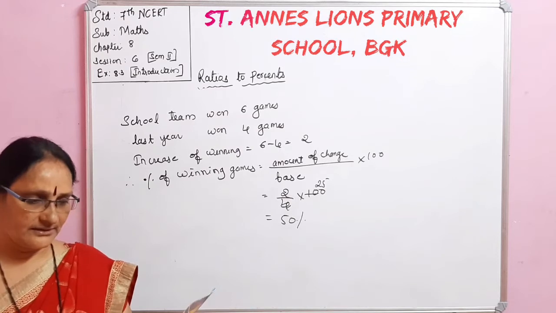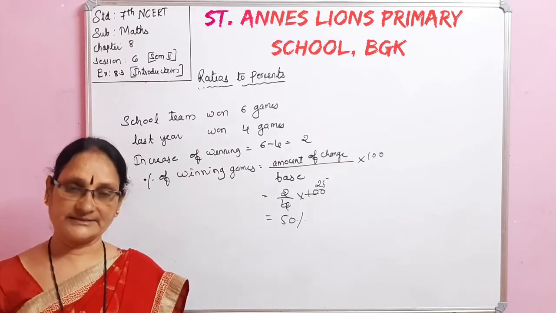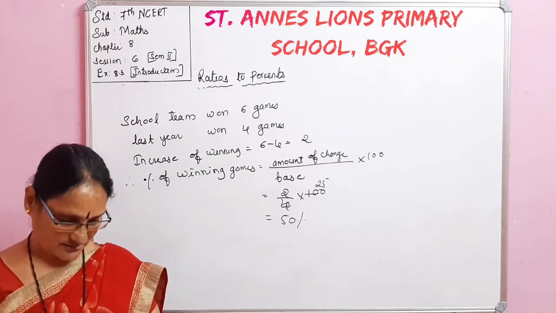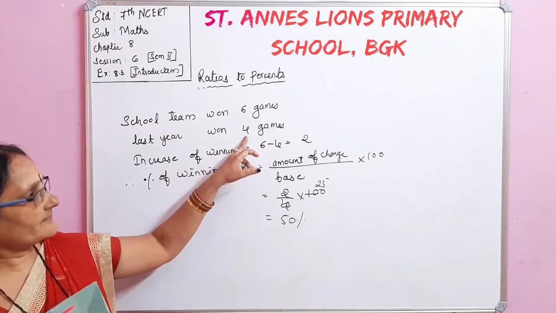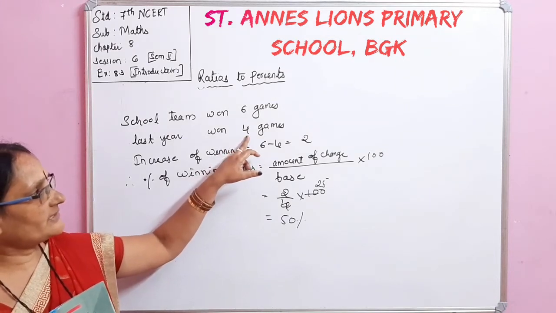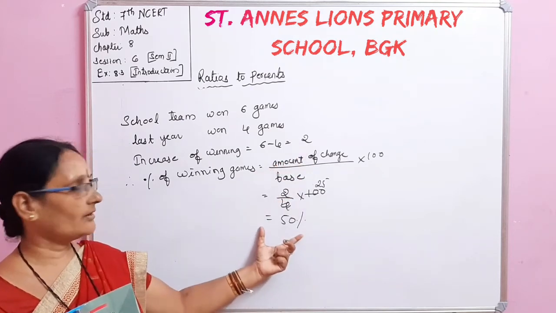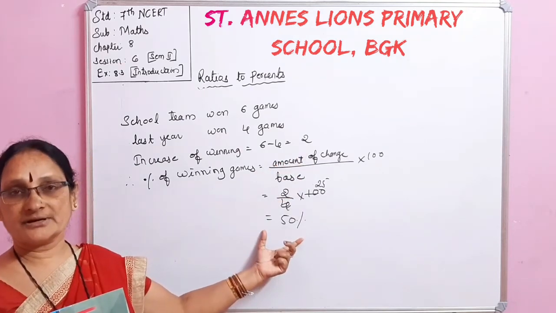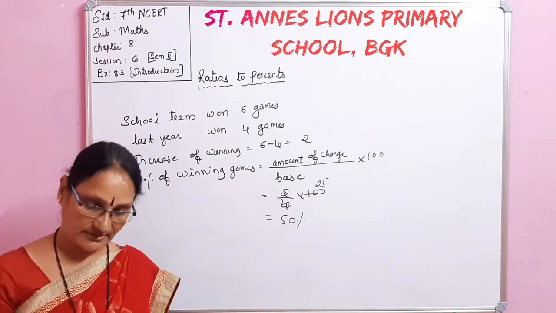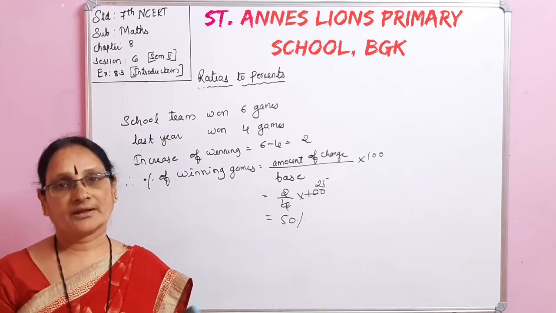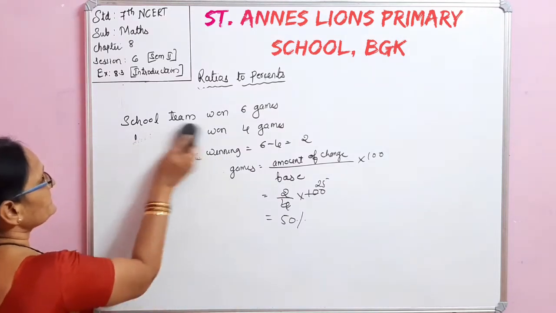So the percentage of winning is 50%. This is 50% of the 4 games. Now 50% of this is 2. That means we are winning 50% more games than last year when we compare. This is also one of the methods to find the percentage of gains when they increase.